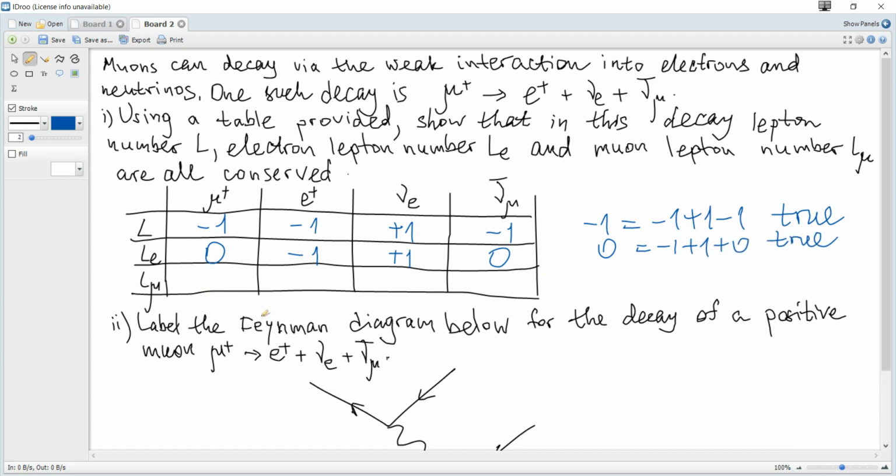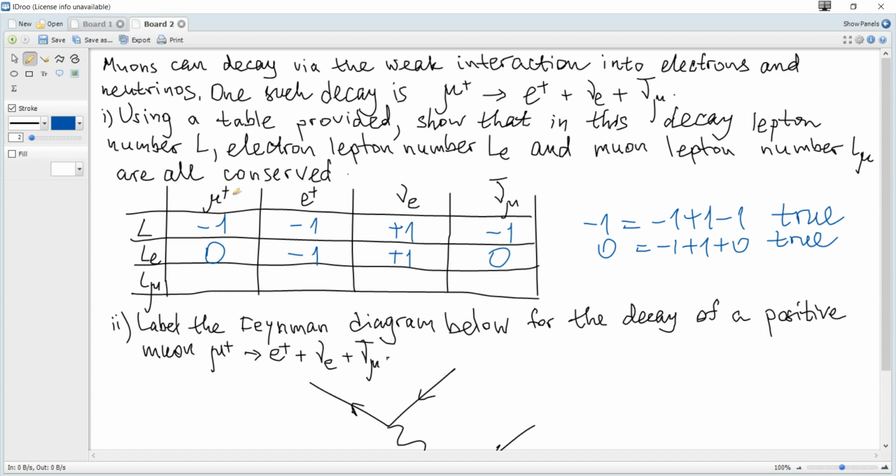Let's consider muon-lepton number. The same applies: if it's a muon-lepton and a particle, not an antiparticle, the lepton mu value is +1. If it's a muon-lepton but an antiparticle, the L mu value is -1. If it's not a muon-lepton at all, this value is 0.